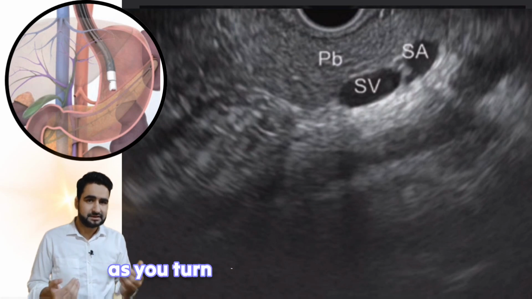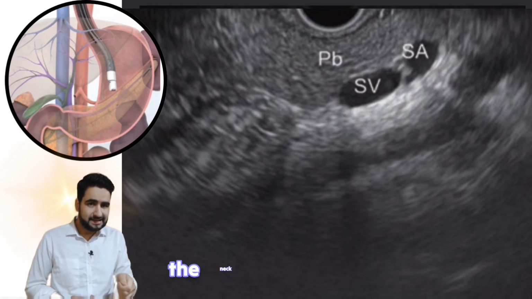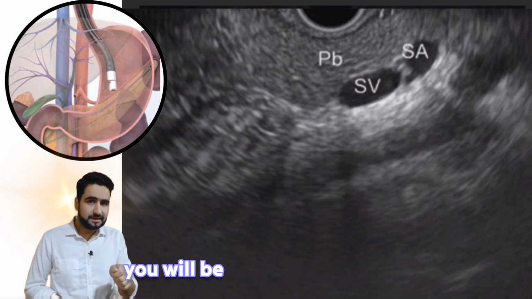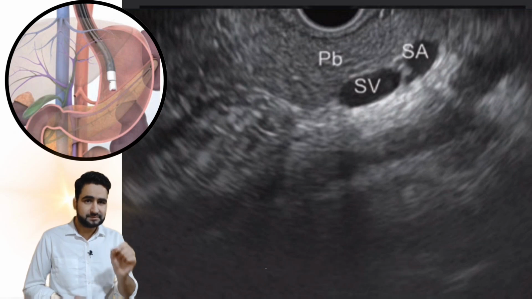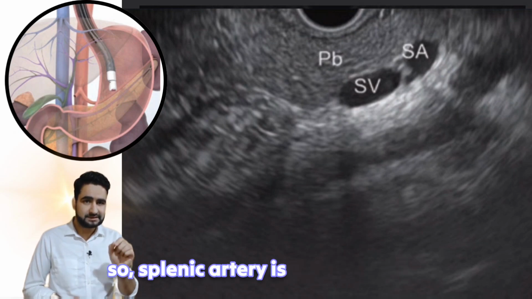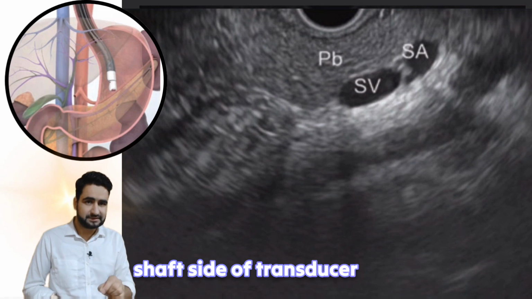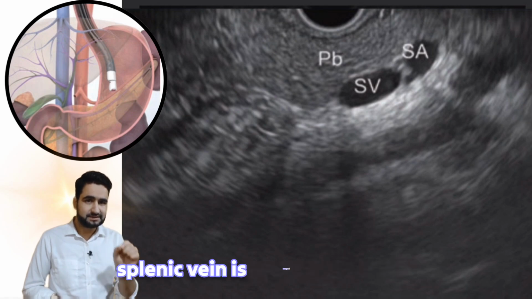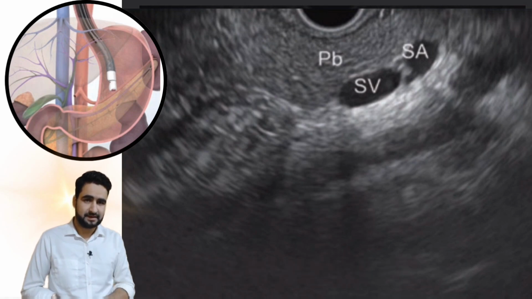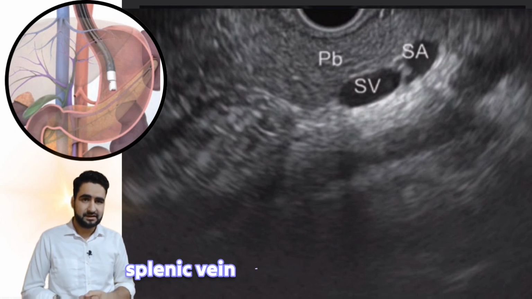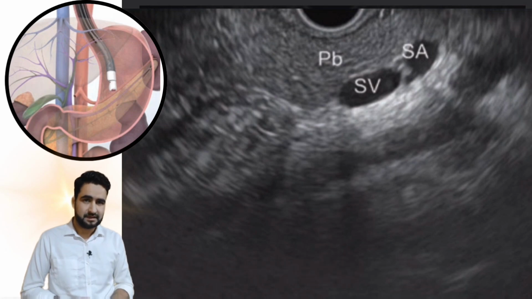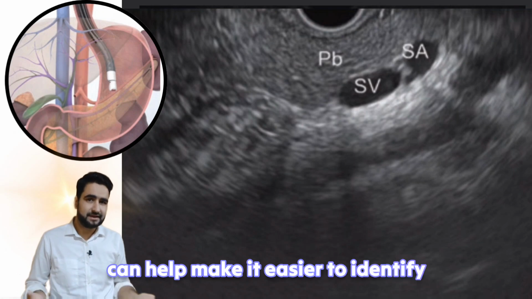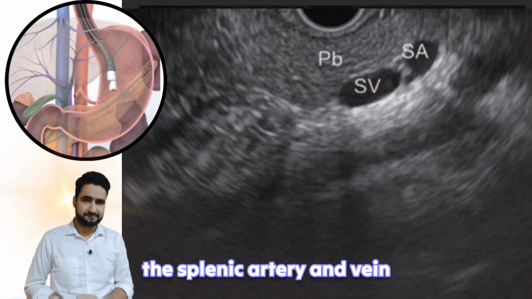As you turn the scope clockwise at the neck of pancreas, you will be able to observe the body of pancreas. Usually, in this position, splenic artery is imaged on the shaft side of transducer and splenic vein is imaged on the tip side. Therefore, splenic vein will be a bit left in relation to splenic artery. Color Doppler and pulse Doppler can help make it easier to identify the splenic artery and vein.